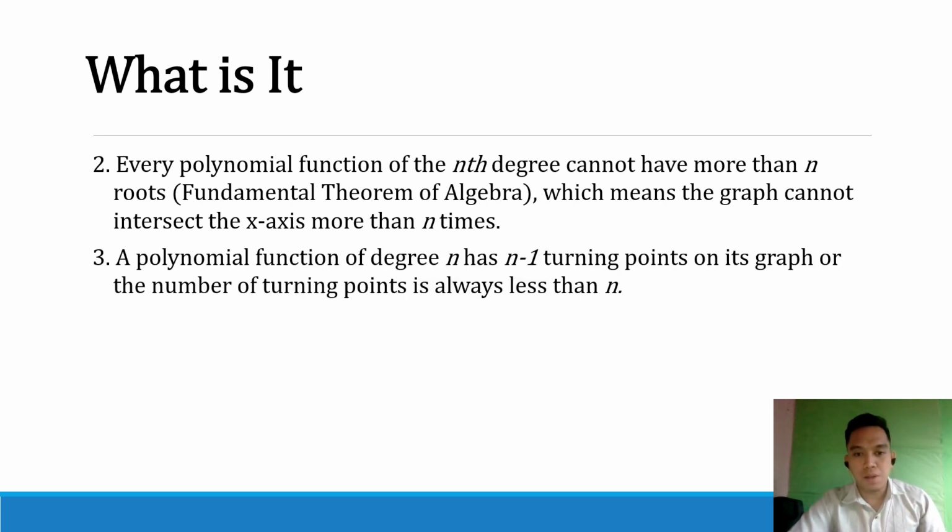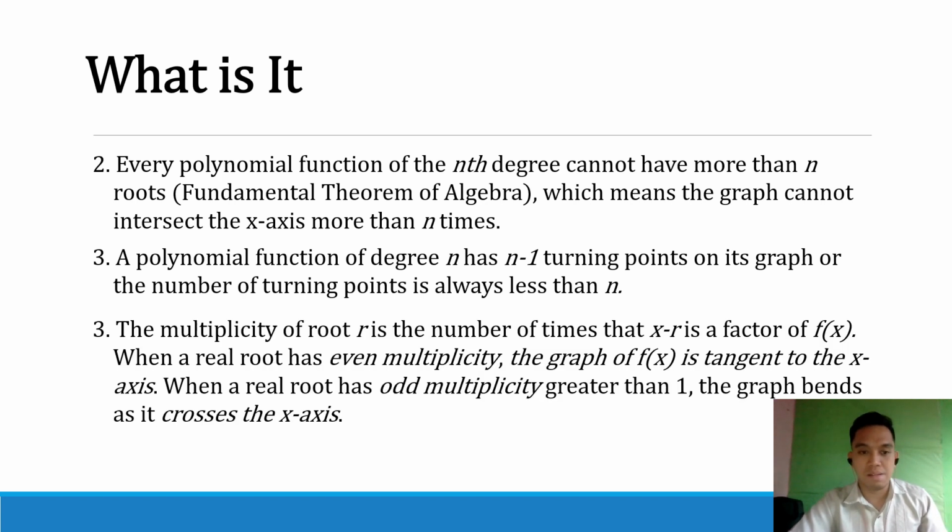Number 3, a polynomial function of degree n has at most n minus 1 turning points on its graph, or the number of turning points is always less than n. Then the multiplicity of root r is the number of times that x minus r is a factor of f of x. When a real root has even multiplicity, the graph of f of x is tangent to the x-axis. When a real root has odd multiplicity greater than 1, the graph bends as it crosses the x-axis.